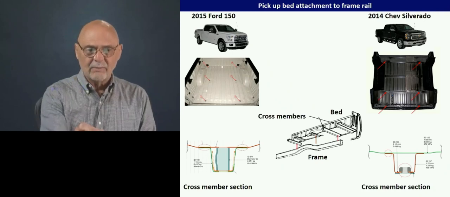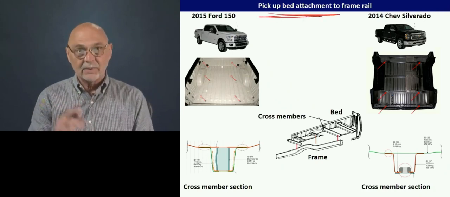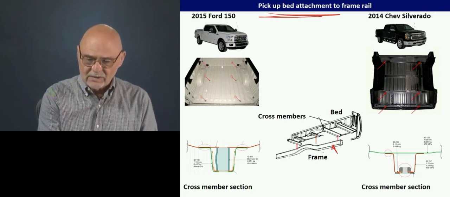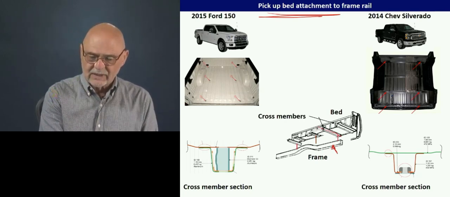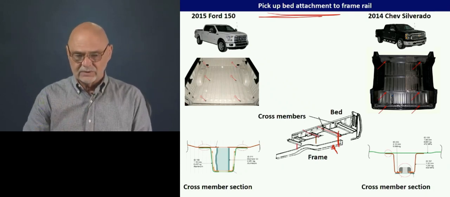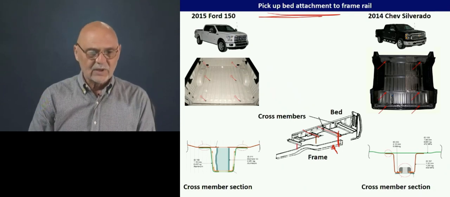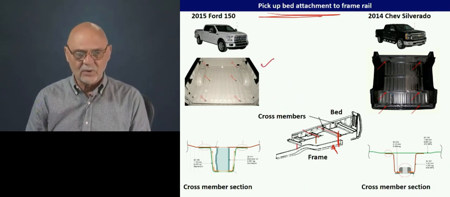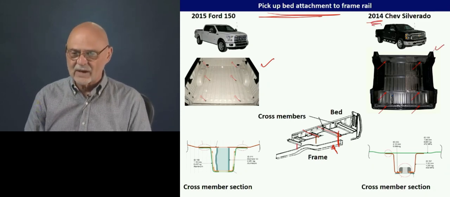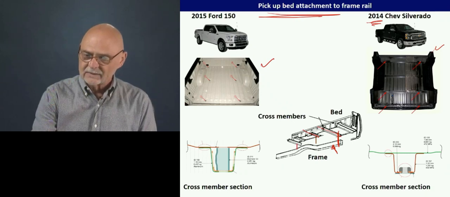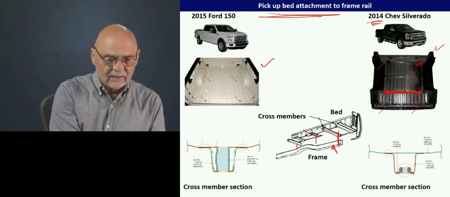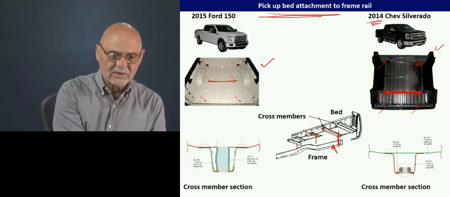What we're looking at is the pickup bed attachment. So we're attaching the pickup bed to the frame rails. Here's the frame rail. The pickup bed has some cross members, and then generally there's an attachment that attaches the cross member to the frame. We're looking at a solution for the Ford F-150 and I guess the previous generation of the Silverado here. So we're looking at attachments here and here. Here's the cross member and then the attachments.